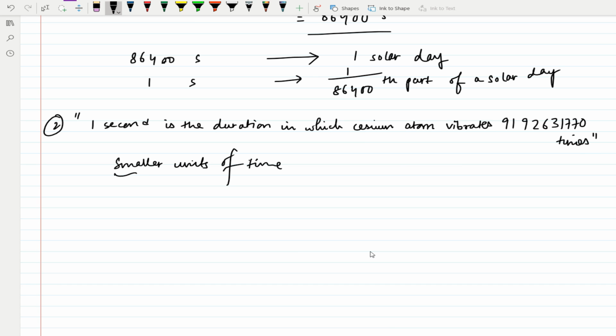So smaller units of time, the first one is 1 millisecond. Millisecond is denoted by ms, and that is equal to 10 to the minus 3 second, because milli is 10 to the minus 3. Okay, the second one is 1 microsecond.